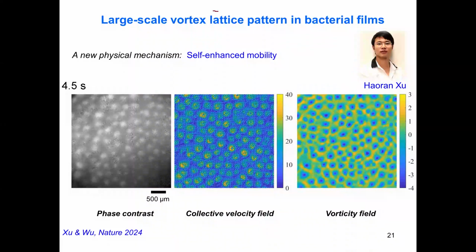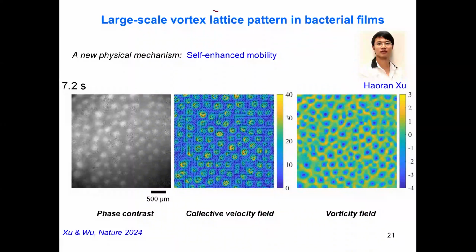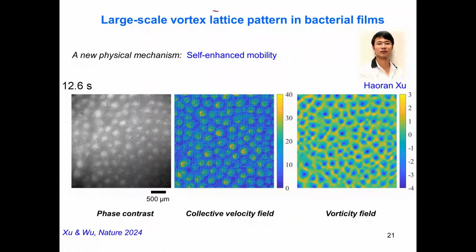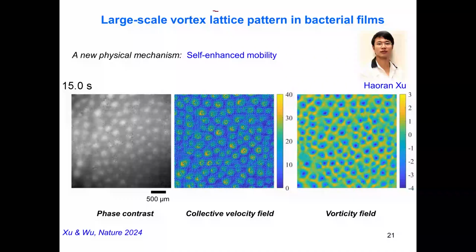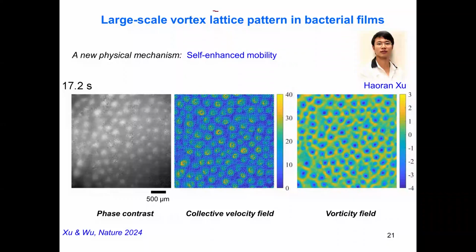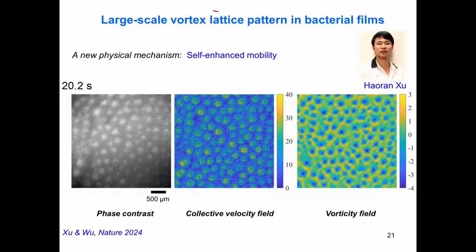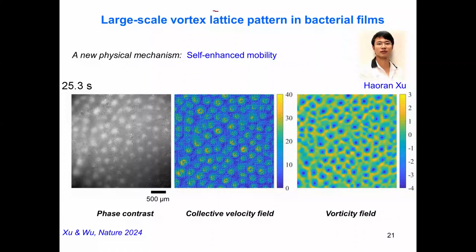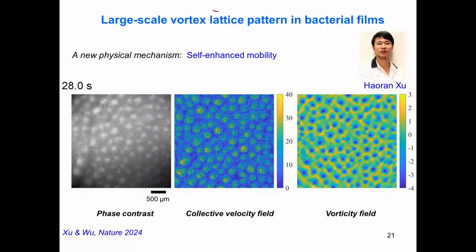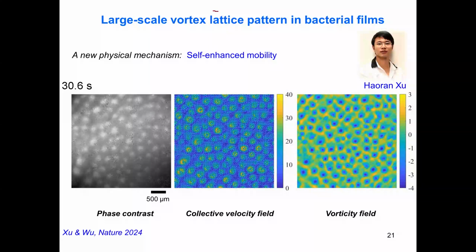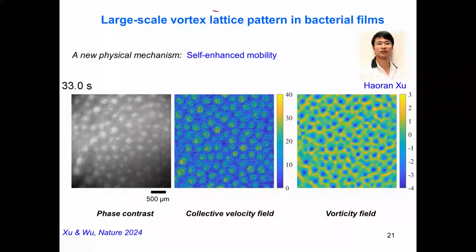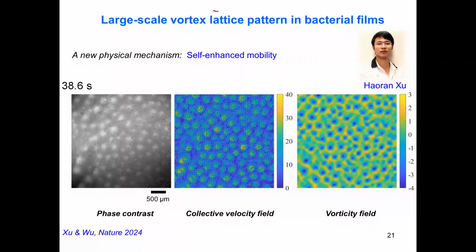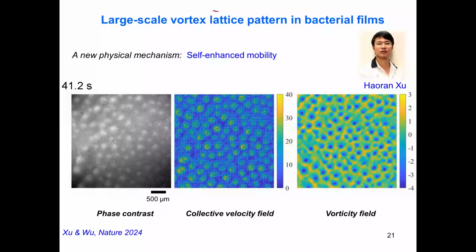Recently, my former postdoc, Hao Ran, who's now an assistant professor at Zhejiang University, found a physical mechanism called self-enhanced mobility that can lead to centimeter scale ordered pattern in bacterial films. Here he looked at a quasi two-dimensional dense bacterial film supported by a solid substrate, agar.